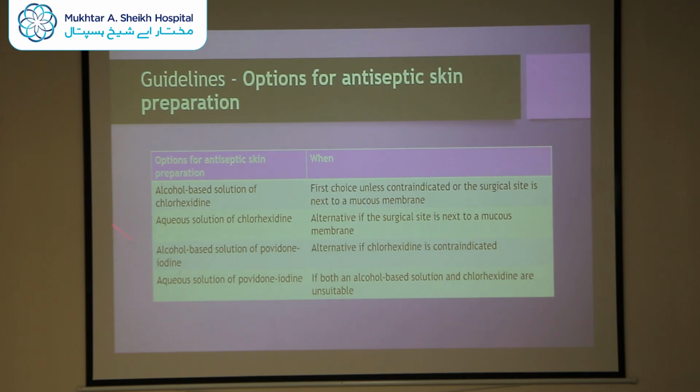So these are the preferred solutions with decreasing priority. If you have an alcohol based solution of chlorhexidine, that should be first priority for the antiseptic skin preparation. Second would be aqueous solution of chlorhexidine, then alcohol based solution of povidone iodine, and aqueous solution of povidone iodine.